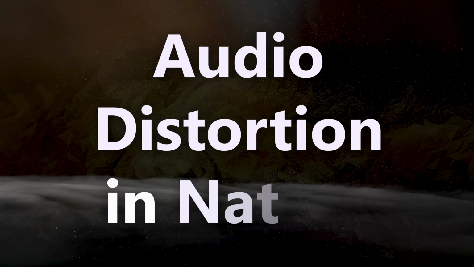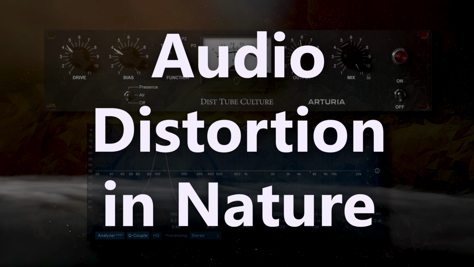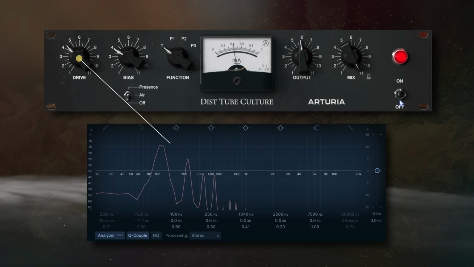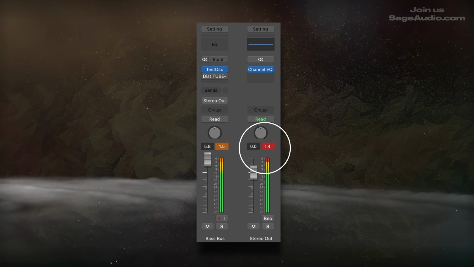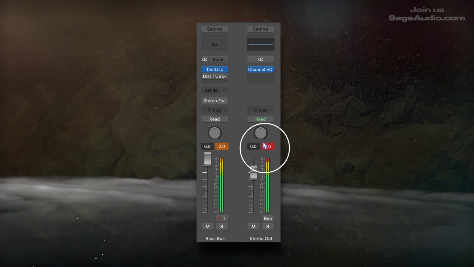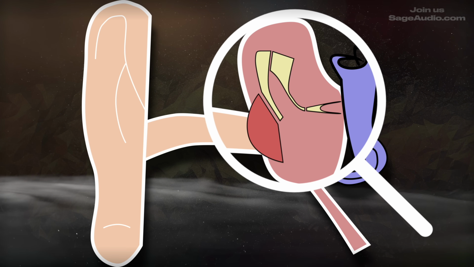Last up, let's talk about audio distortion occurring in nature. So when we think about distortion, we usually think about an amplifier that's adding harmonics, or maybe a DAW that's causing some clipping if the signal goes above 0 dB at the output. But sounds can distort naturally due to extreme pressure put on air molecules or the natural mechanisms in our ear.